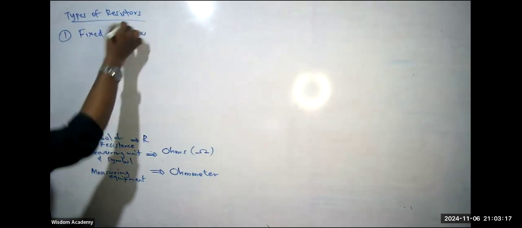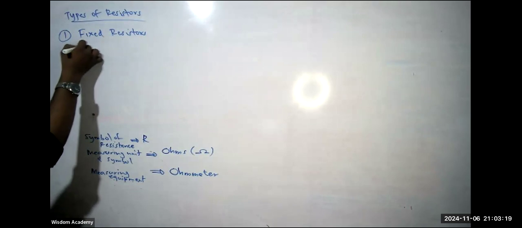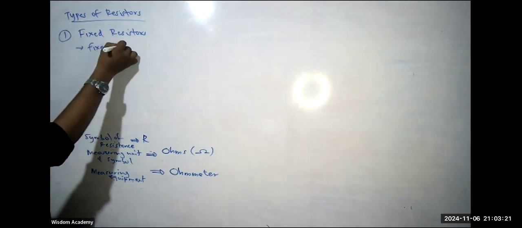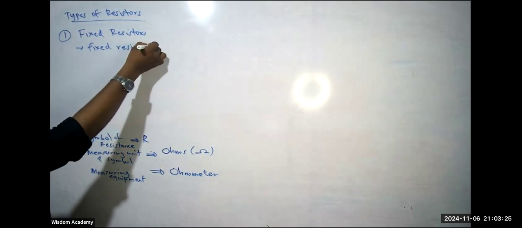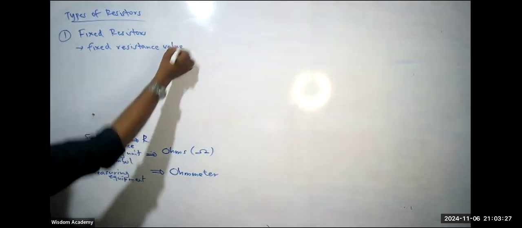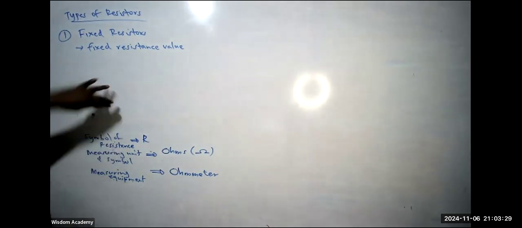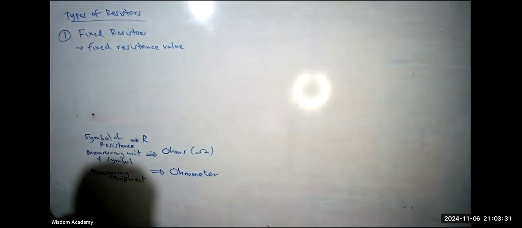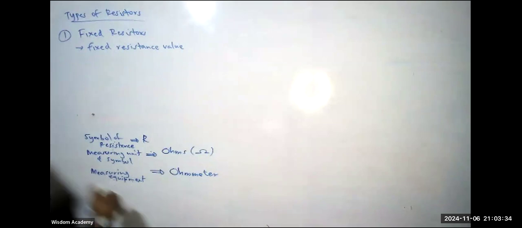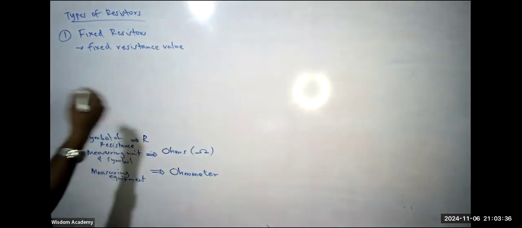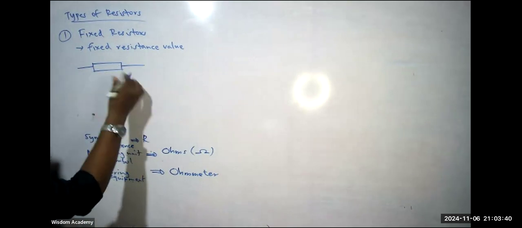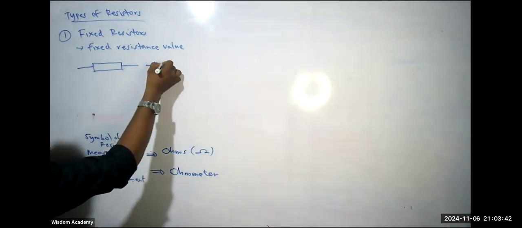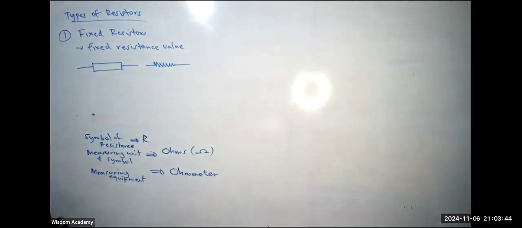Fixed resistors means they have a fixed resistance value that cannot be changed. These are natural, and artificially also we can give them. How do we show them in electric circuits? This is the symbol we give for them. You could have seen in electric circuits like this, either this or like a zigzag. This is the symbol for fixed resistors.